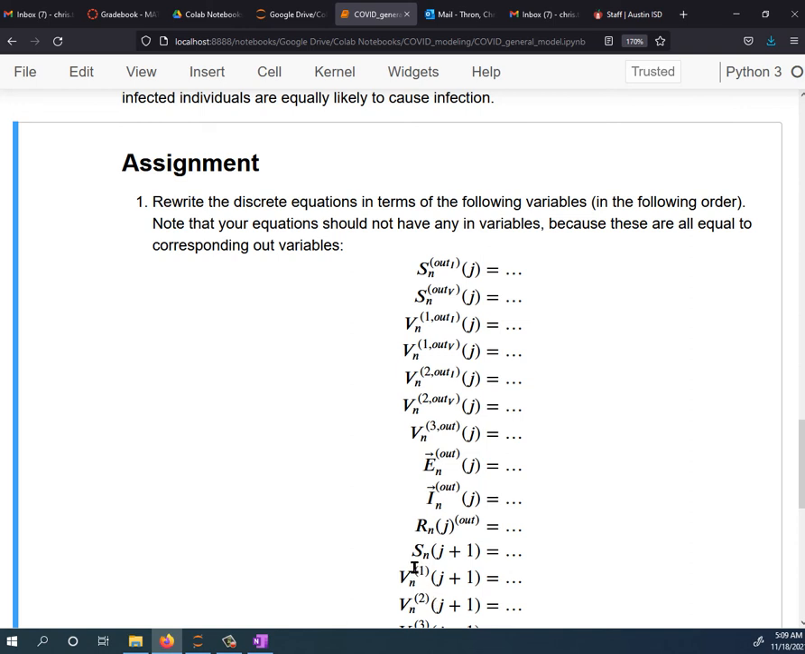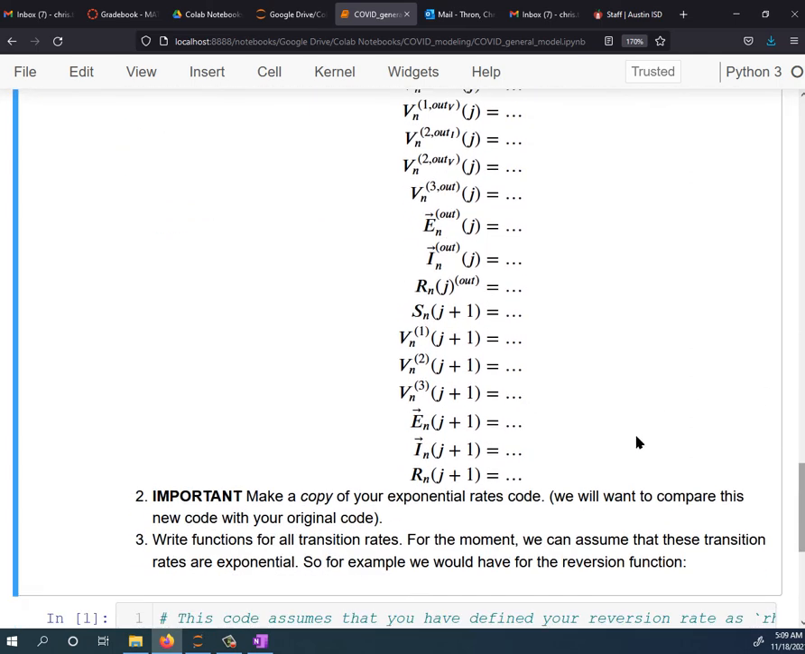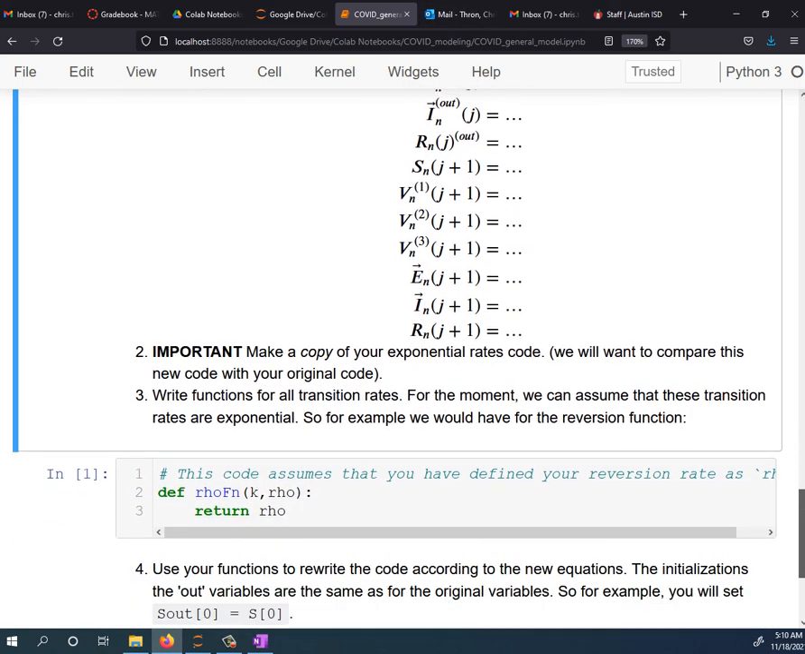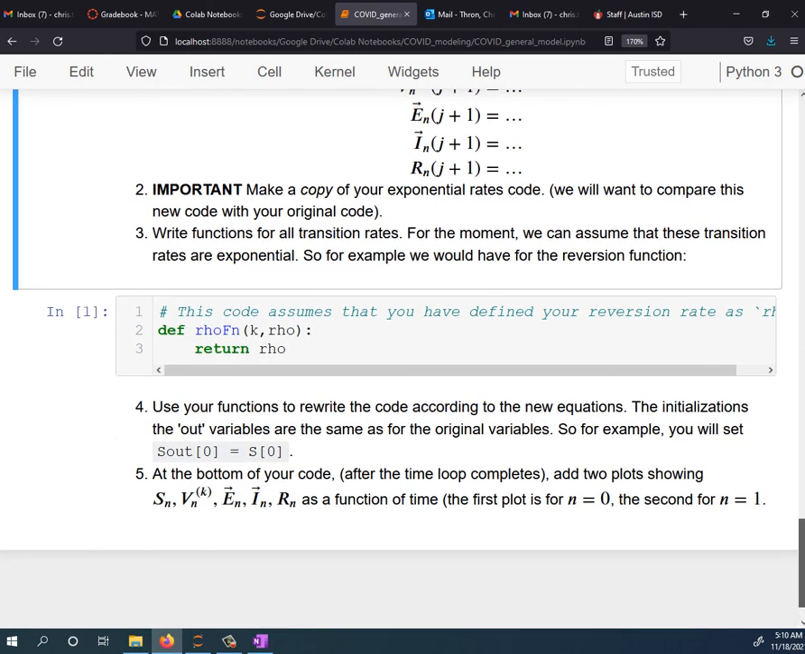easy because, for instance, Snj plus 1 is just the invariable, which would be Sn of j plus the invariable, which is going to be Rn out, and then it's going to be minus Sn out. So these equations, Snj plus 1, etc., will be very easy. The complicated equations will be the equations above. But you can simply rewrite those equations in your time loop.